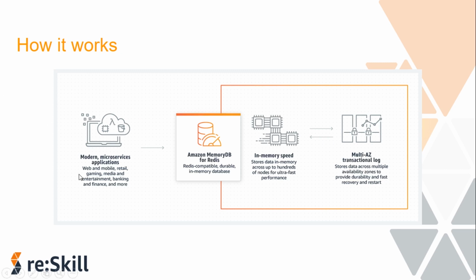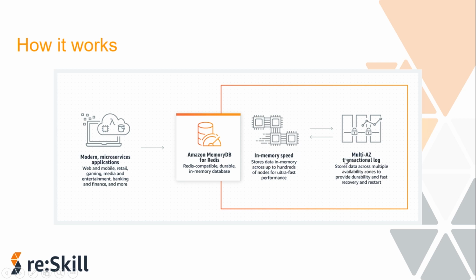As you can see here, we have some applications, basically the microservices application, and here we have set up the MemoryDB for Redis, which is going to store our data in memory across hundreds of nodes that will eventually provide us ultra fast performance, and our application is directly using this itself for all the data. Now what is this multi-AZ transactional log?